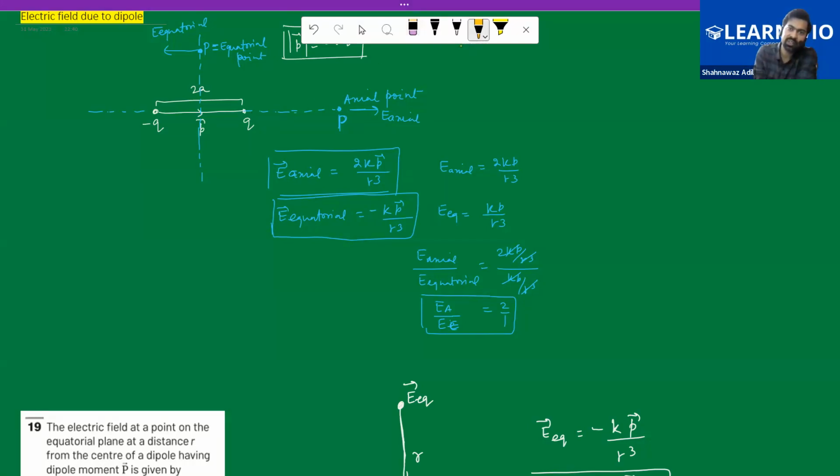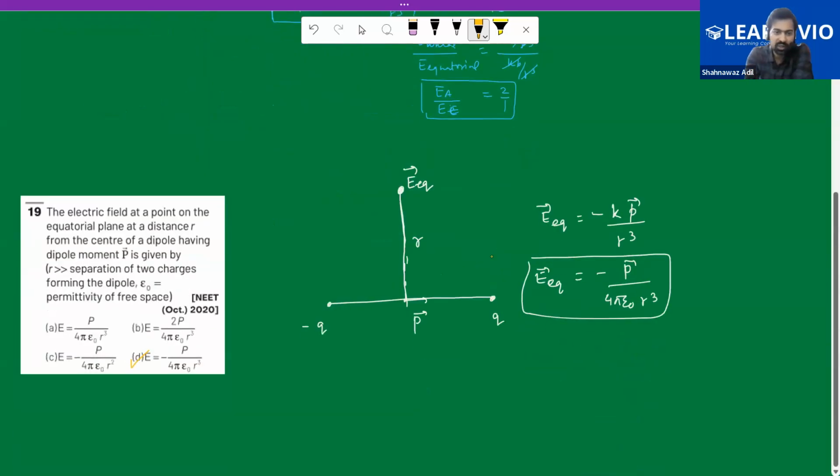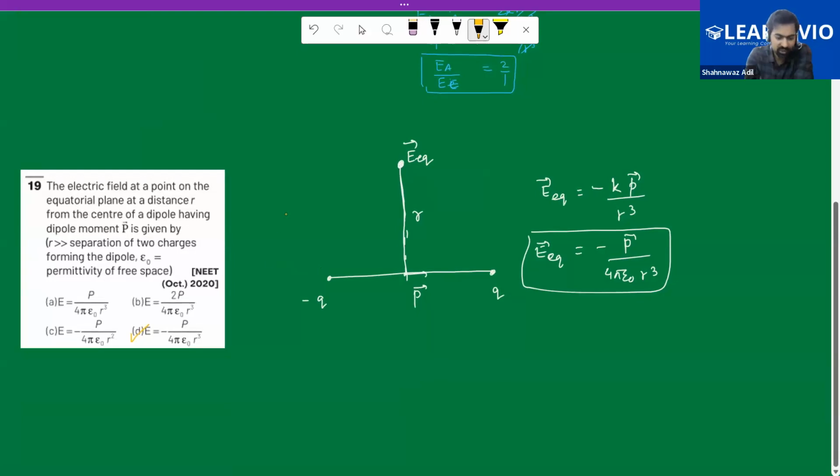If you're calculating the electric field on the same line, that would be the axial point. If you are calculating the electric field in the perpendicular direction, that would be equatorial, right? This is axial, this is equatorial. So just note down this thing and then we'll do the next question.